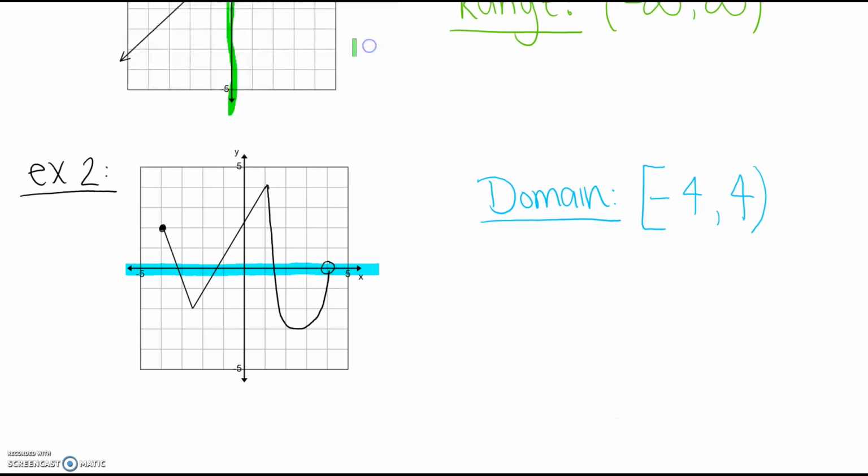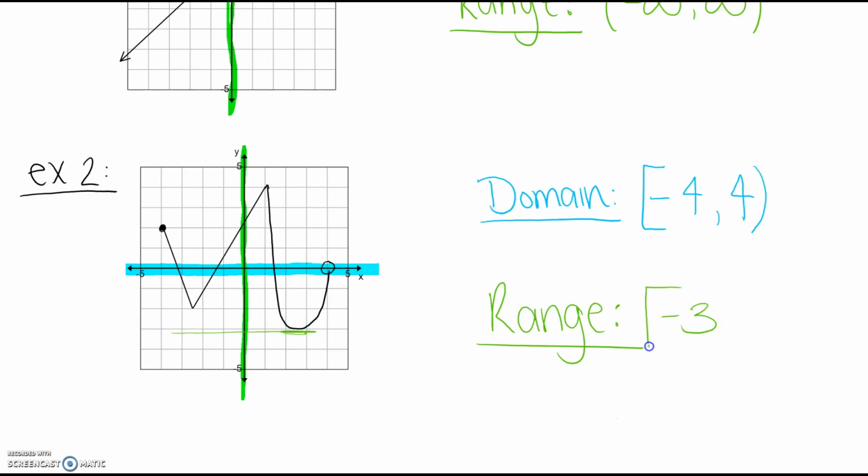Now for the range. If we're looking at the range, we have to look at the lowest. So the lowest value is down here, right? So we're at -1, 2, 3. There is not a hole here, so we're going to use a square bracket or a hard bracket. And then -3 until when?